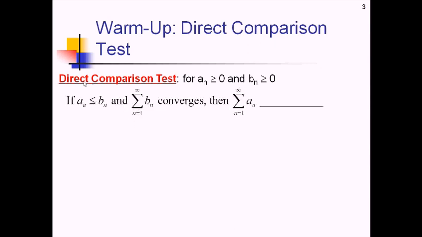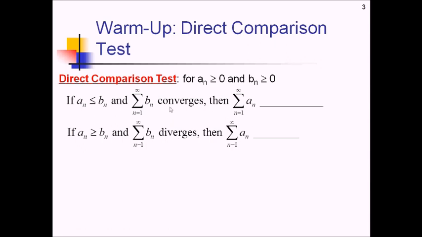So let's say that A is less than or equal to B. If the series with B converges, what does that mean about the series with A? And once you've filled in that blank, the next one, let's say that A is greater than B. And let's say that now the series with B diverges. What does that mean about the series that has A in it?